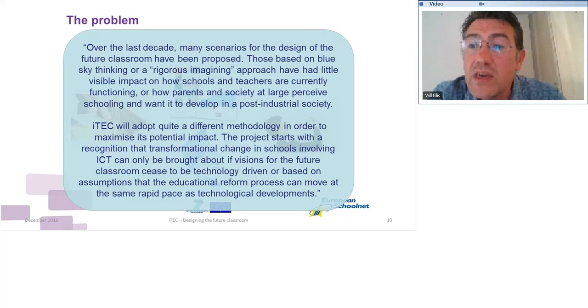So the iTEC project decided to adopt a quite different methodology, and what we tried to look at is not actually the technology specifically, but more about the visions we collectively have about how we want to see learning and teaching develop, and how technology can support that. So the technology comes second here. What's more important to us is what do we want to see young people doing, what do we want to see teachers doing, and that's a collective view. That's why we really value the feedback we get from these webinars.